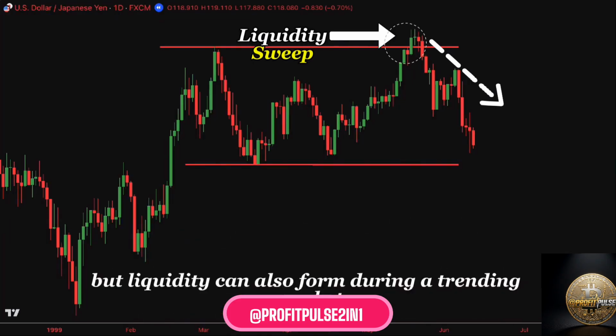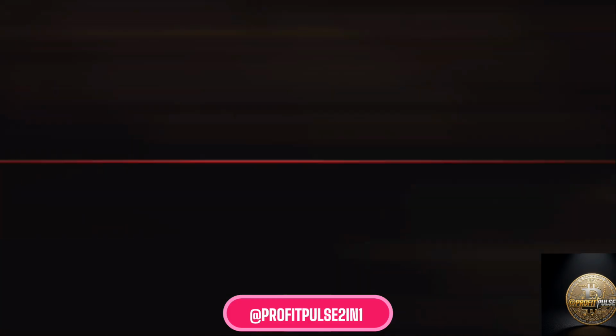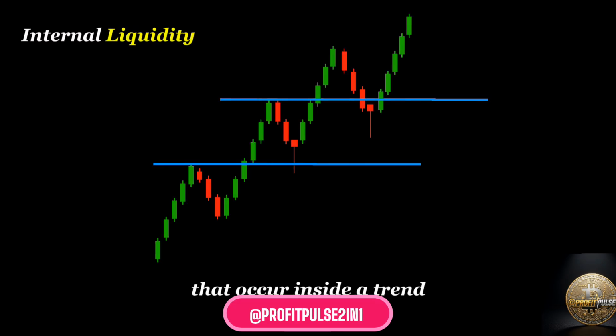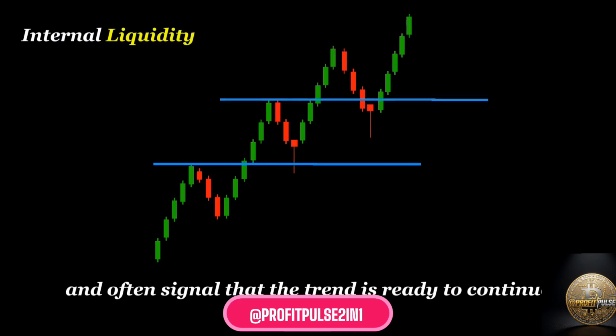But liquidity can also form during a trending market, and this is known as internal liquidity. Internal liquidity refers to liquidity sweeps that occur inside a trend. These sweeps usually happen during pullbacks and often signal that the trend is ready to continue.